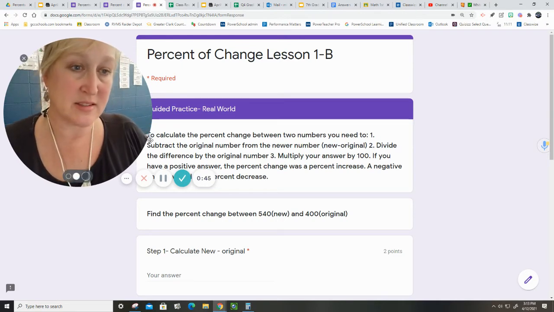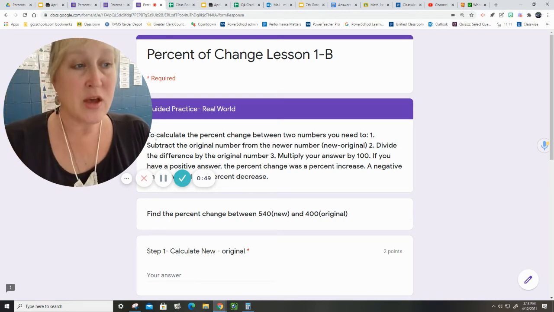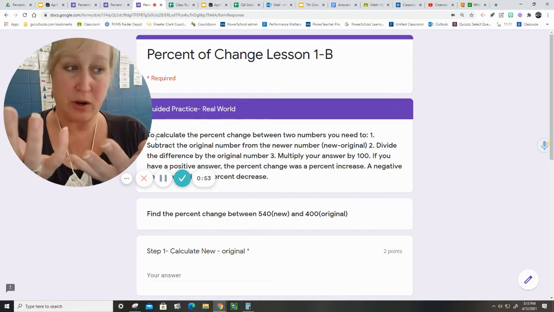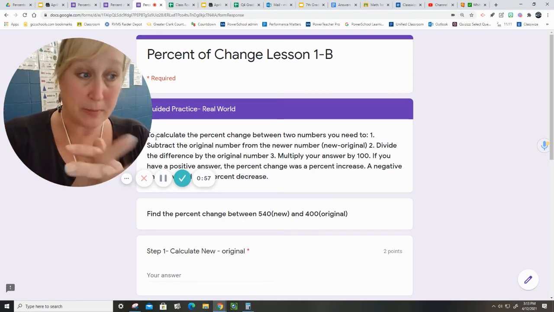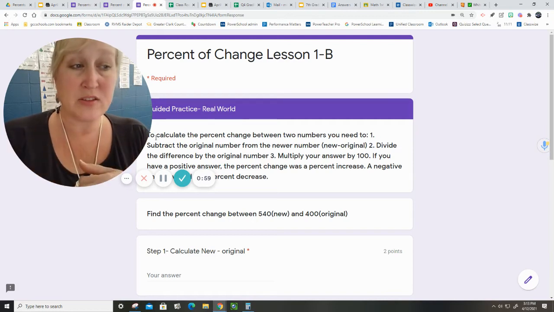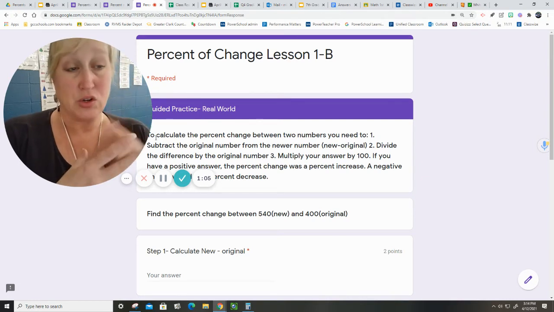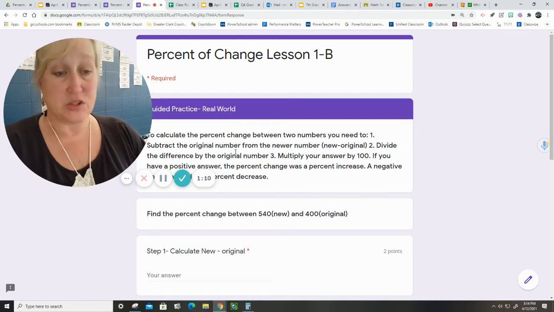So with that stated, we are still going over percent of change, and I'm going to read what it says. It says, to calculate the percent change between two numbers, you need to, one, subtract the original from the newer number, and then divide that difference by the original number. When you multiply that answer by 100, you will have the percent change. If it's positive, it is a percent increase. If it is negative, it is a percent decrease.